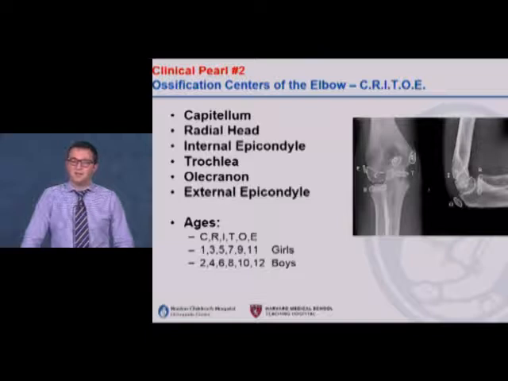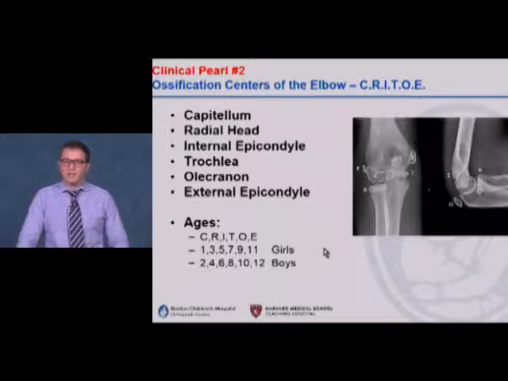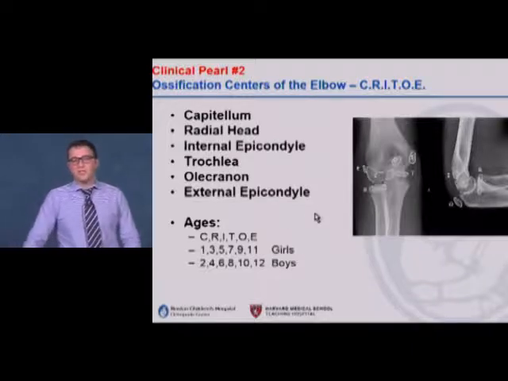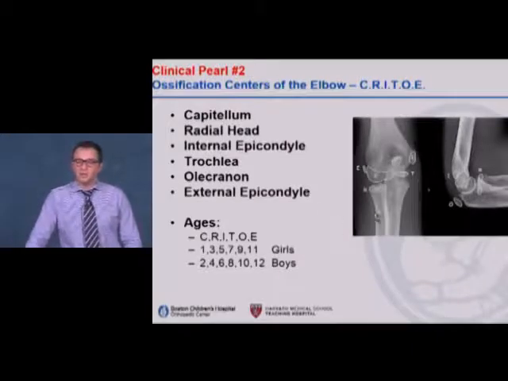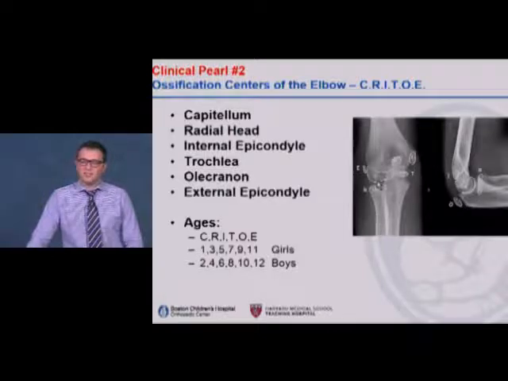The significance of this is that when you're looking at an X-ray and you know the age of the child, go through this ossification algorithm in your head and look for the associated ossification centers. If one is missing and you think it should be there, have a great suspicion that something has happened to that ossification center associated with the fracture.